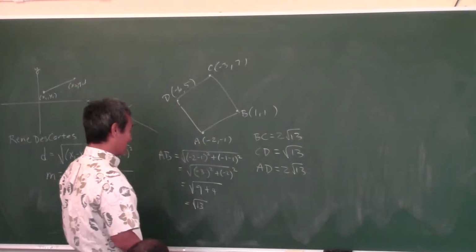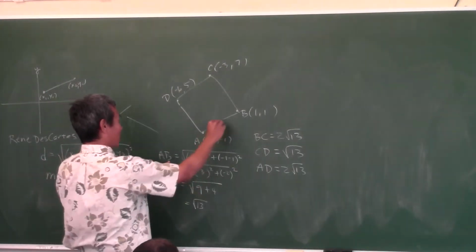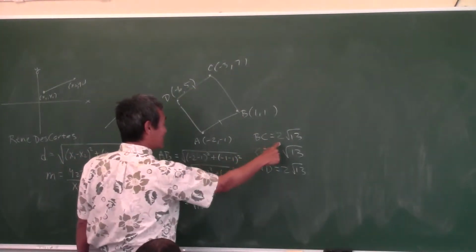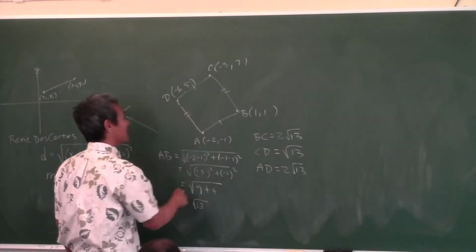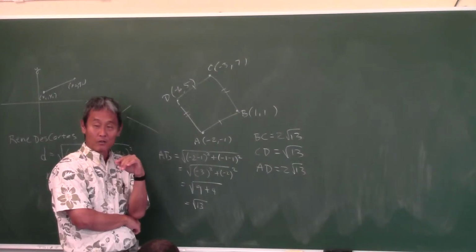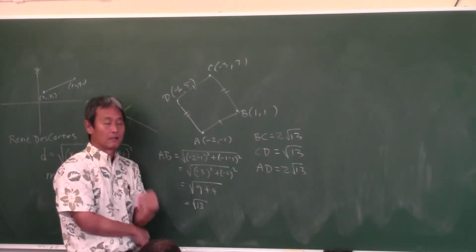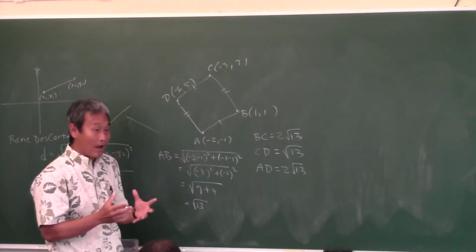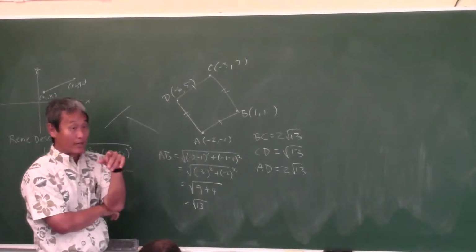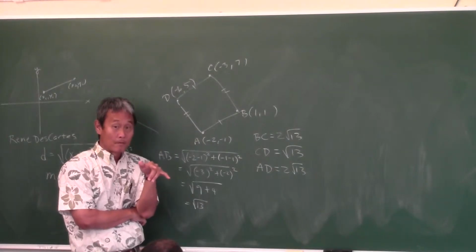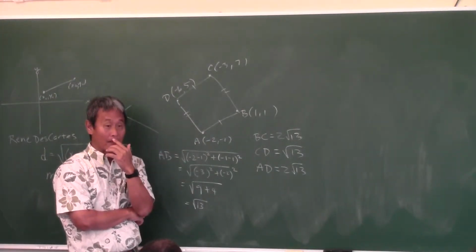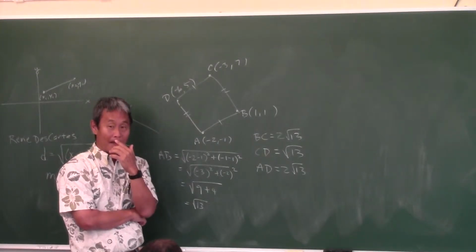Oh, so what did we learn? AB is equal to CD. And BC is equal to AD. So the opposite sides are equal. Therefore, we can conclude that this is a parallelogram. The opposite sides are equal. This is a parallelogram. However, it could be a rectangle. It might be a rectangle. How do we check that? Look at the diagonals.